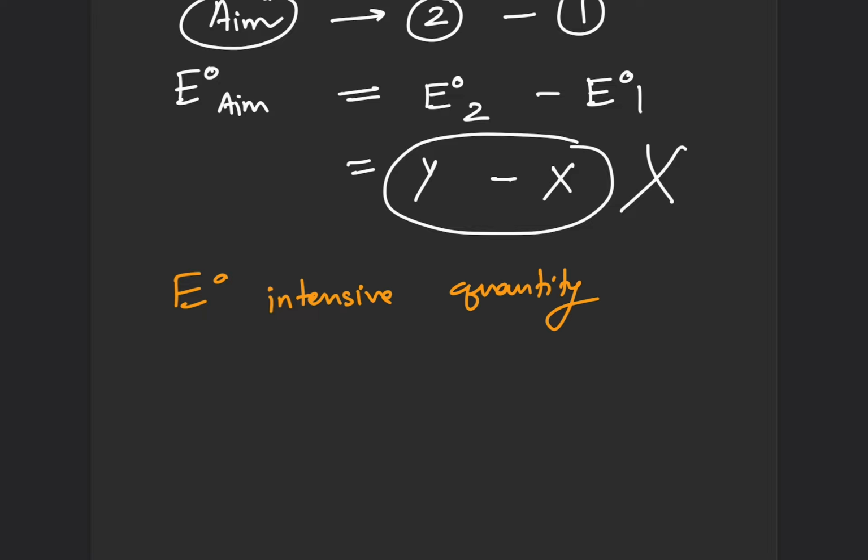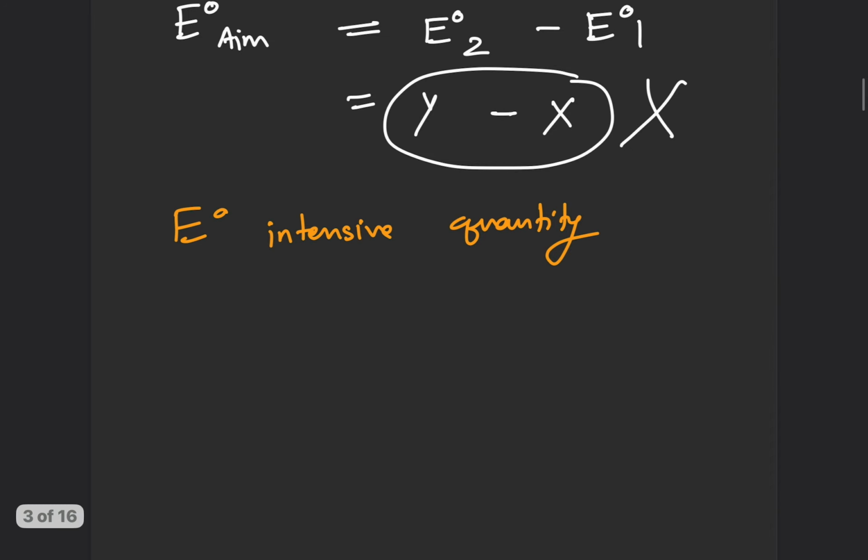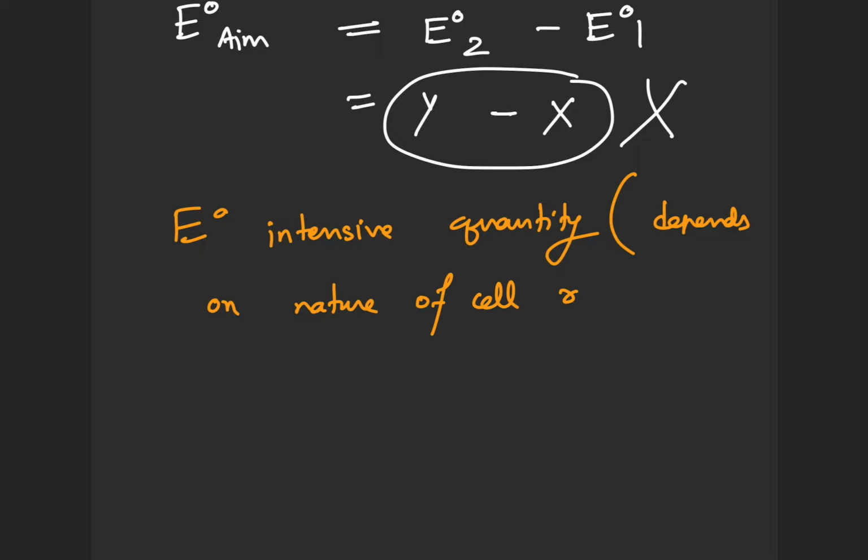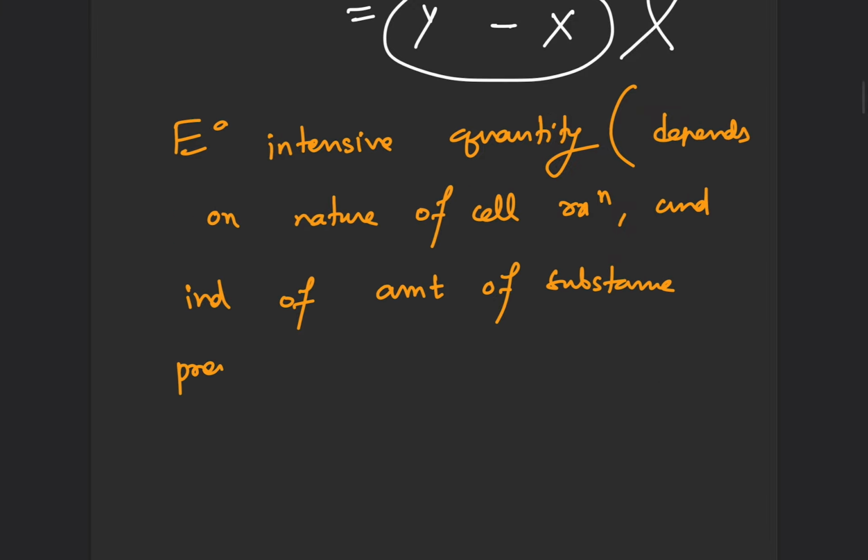Okay, and by intensive quantity I mean something that depends only on the nature of the substance. In this case it is the cell reaction. It depends upon the nature of the cell reaction, and it is independent of the amount of the substance present, right?